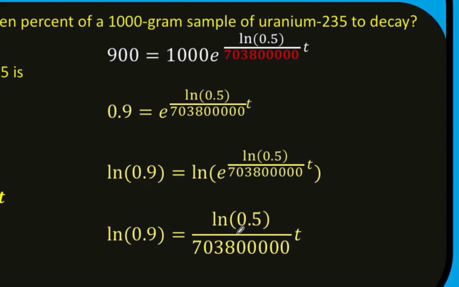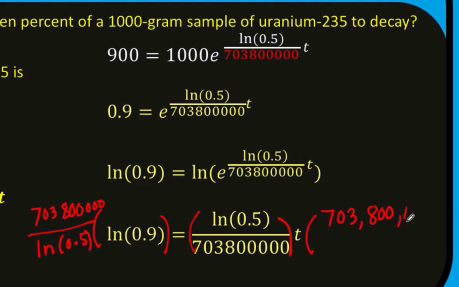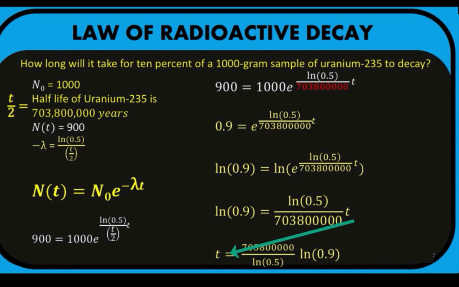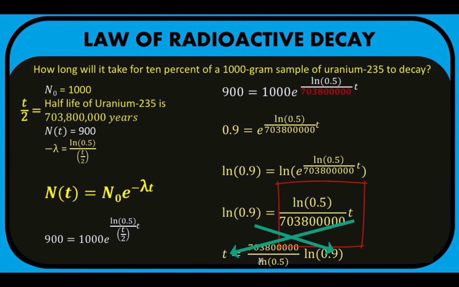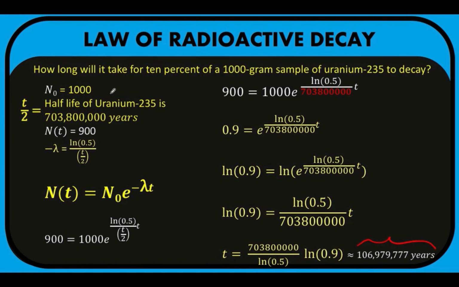And then solving now for t, we can multiply by the reciprocal of the coefficient of t. So we multiply this by 703,800,000 over ln of 0.5. And then we multiply the right side by the same number, 703,800,000 divided by ln of 0.5. ln 0.5 and ln 0.5 is cancelled out. Then this number divided by the same number equals 1. So what is left at the right side is t equals this ratio times ln of 0.9. And using now our calculator, we find that the value of this is equal to be 106,979,777 years. So this is the length of time for 10% of a 1,000 gram sample of uranium-235 to decay.